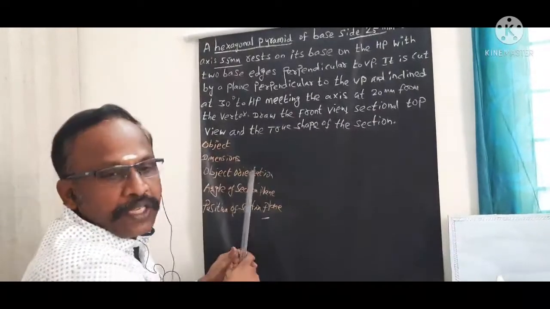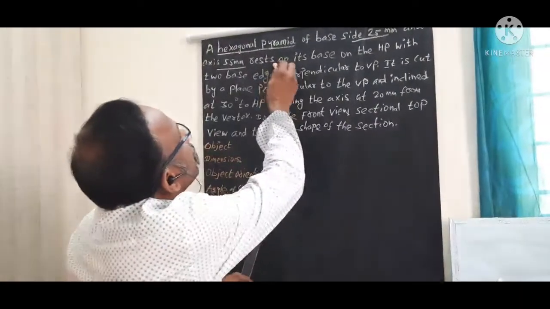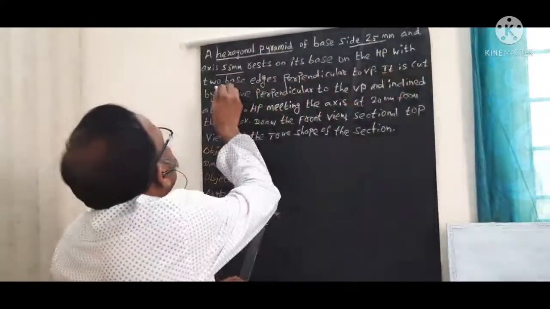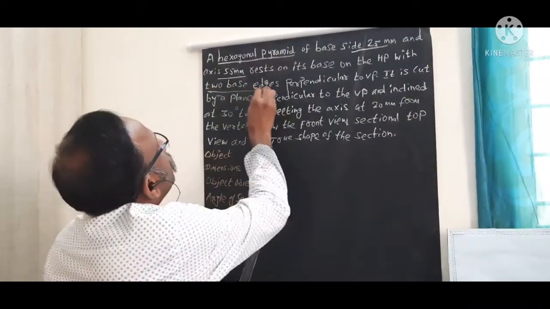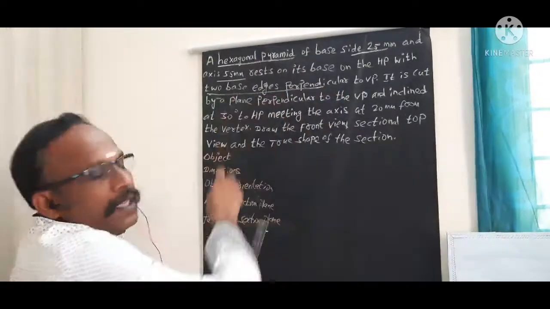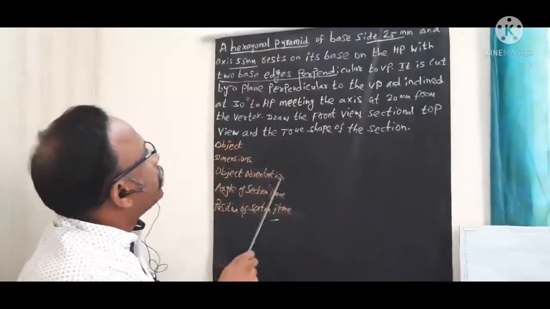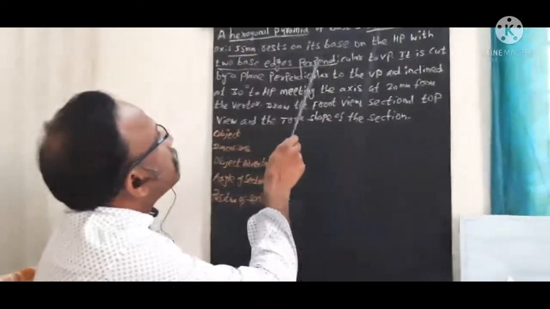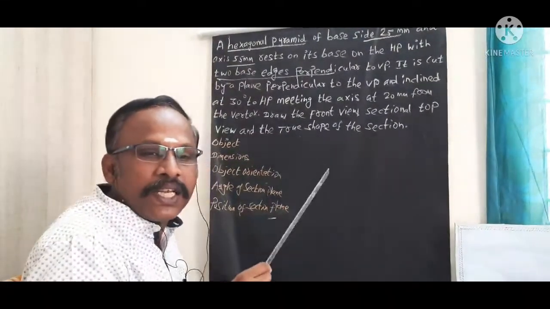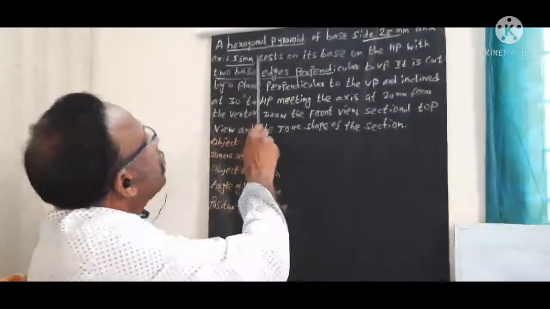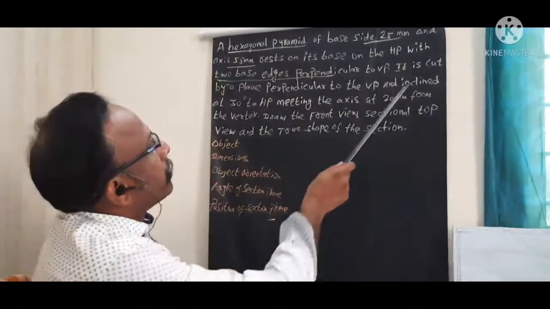Object orientation is given in the same line. Rests on its base on HP with the two base sides perpendicular to VP. This is the orientation of this object. Two base edges perpendicular to VP, and it is resting on HP. This is the object orientation.